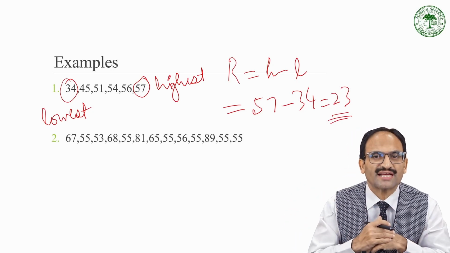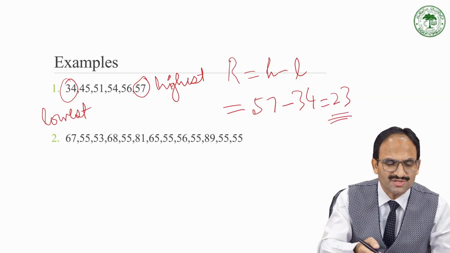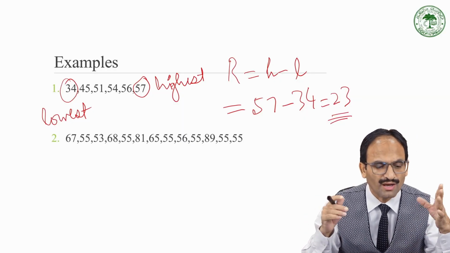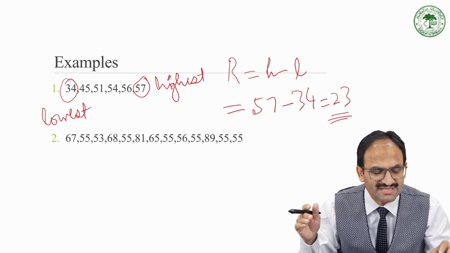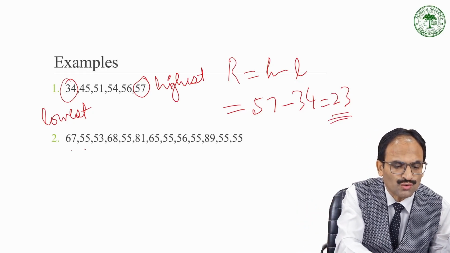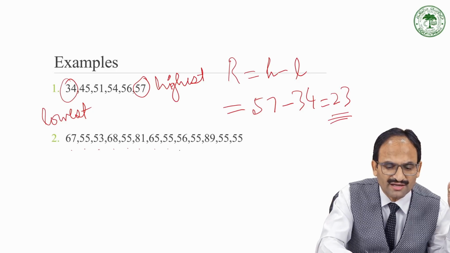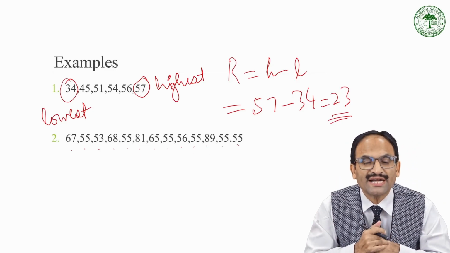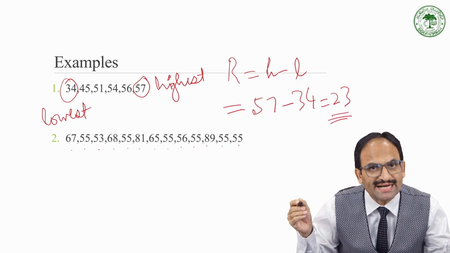Let us take a second example, so things might be more clear. In the second example, there are more numbers here. So, count how many numbers are there. 1, 2, 3, 4, 5, 6, 7, 8, 9, 10, 11, 12 and 13. So, 13 numbers are there. Now, you have to calculate the range.